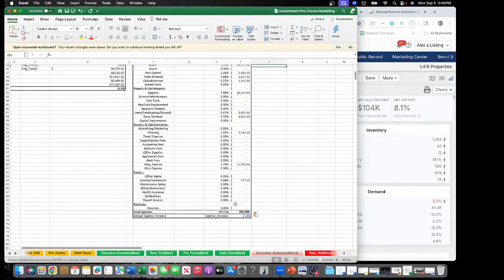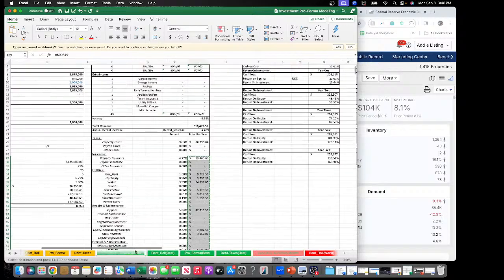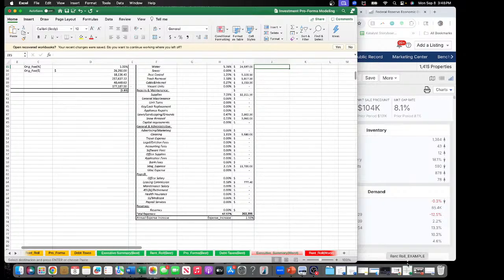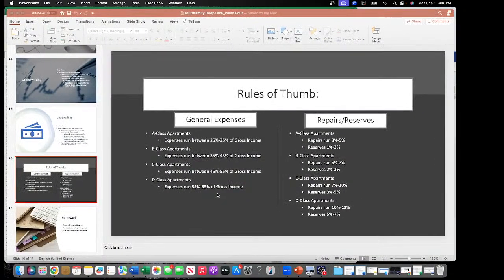And now you can see our expense ratio is 47%. So you can see again, if you remember the metrics we talked about, here's 32%, way too low almost. This is probably more accurate, 50%. This comes back to the rules of thumb that we had over here.